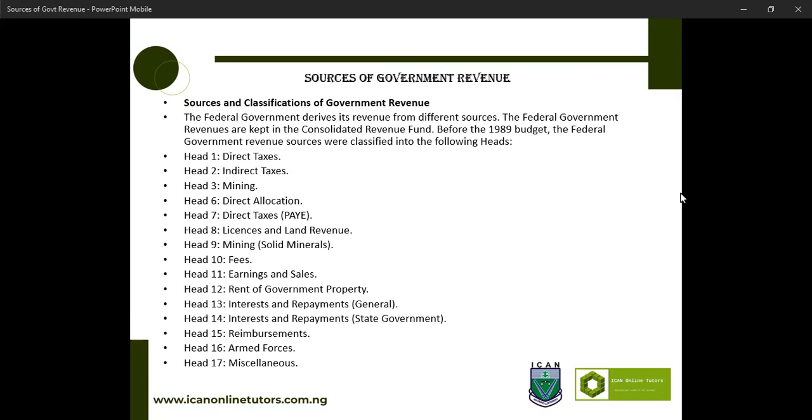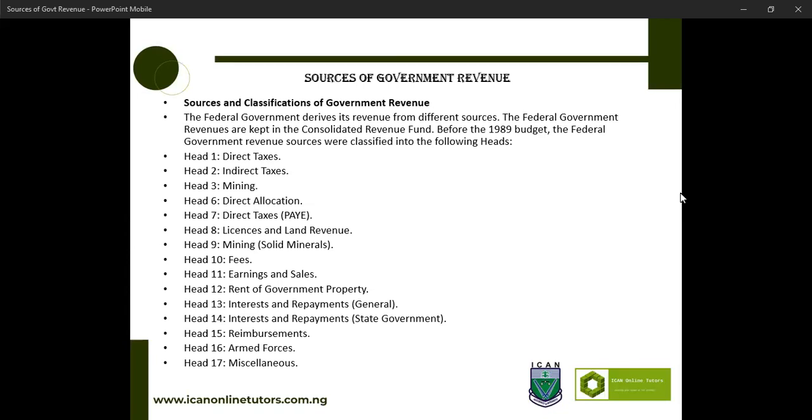The federal government derives its revenue from different sources. The federal government revenue was kept in the Consolidated Revenue Fund before the 1989 budget. And the federal government revenue sources were classified into the following heads. We have head 1 to head 17. Head 1 to head 3 belong to the federation account, while head 6 to head 17 belong to the Consolidated Revenue Fund account. Head 1 is direct tax, head 2 indirect tax, head 3 we have the mining, head 6 is direct allocation, 7 is direct taxes, 8 licenses and land revenue.